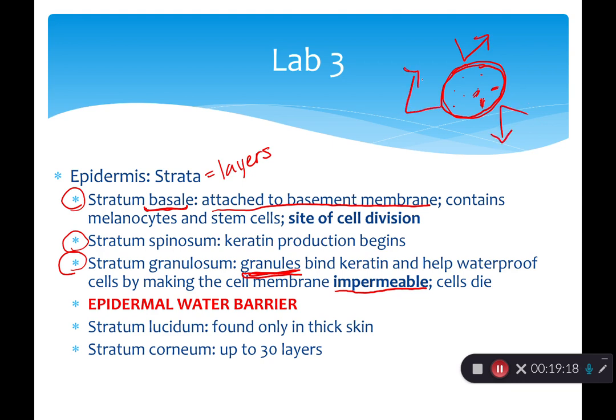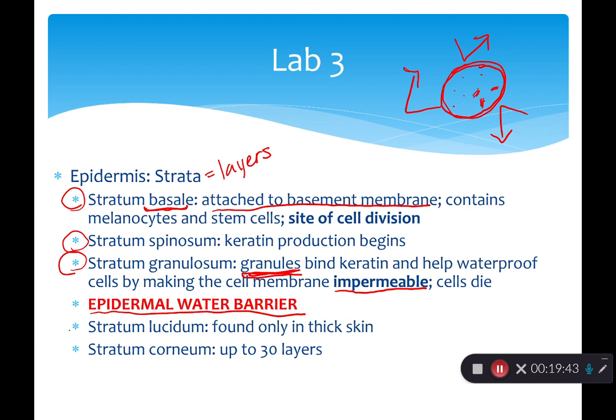Now, you should have learned in lecture when you talked about cells that cells are semi-permeable. Some things get through, some things don't. Impermeable means nothing gets through. And so if the cells can't get oxygen or nutrients, they're going to die. And that's what they're supposed to do because they're going to form the epidermal water barrier.